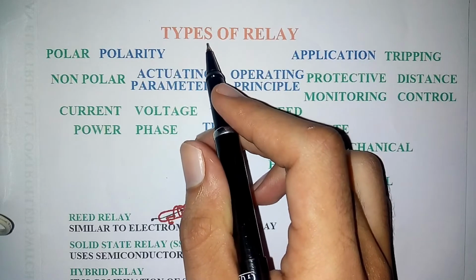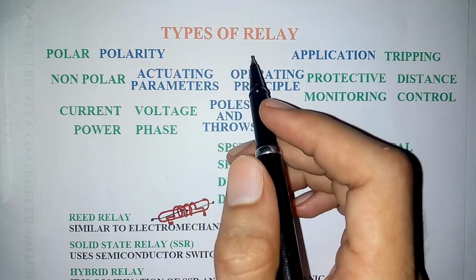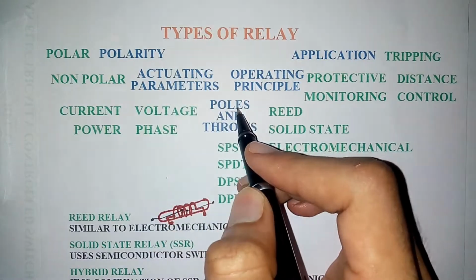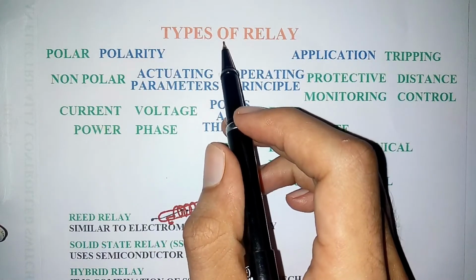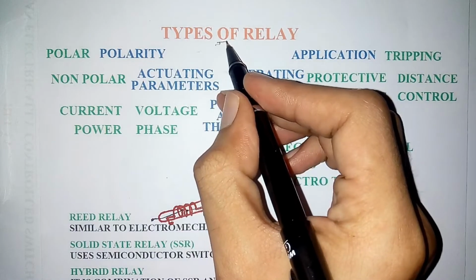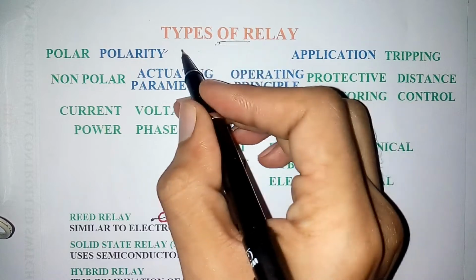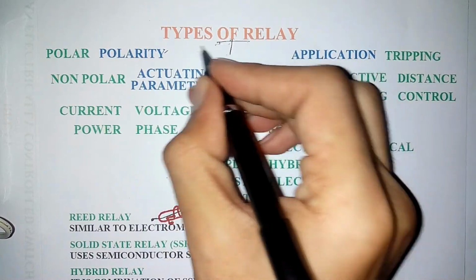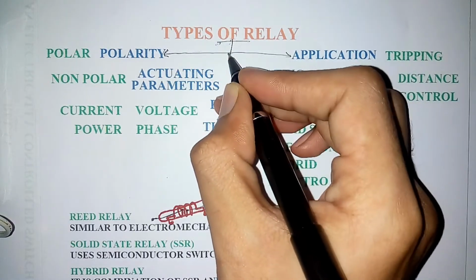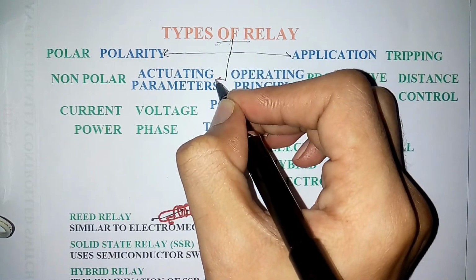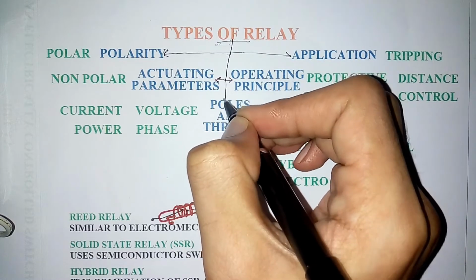Let's see the types of relay. Relays are actually classified into several thousands of types. In the first branch, I included based on what parameters any type of relay could be classified. Types of relay is categorized as 5 types based on polarity, application, activating parameters, operating principle, poles and throws.